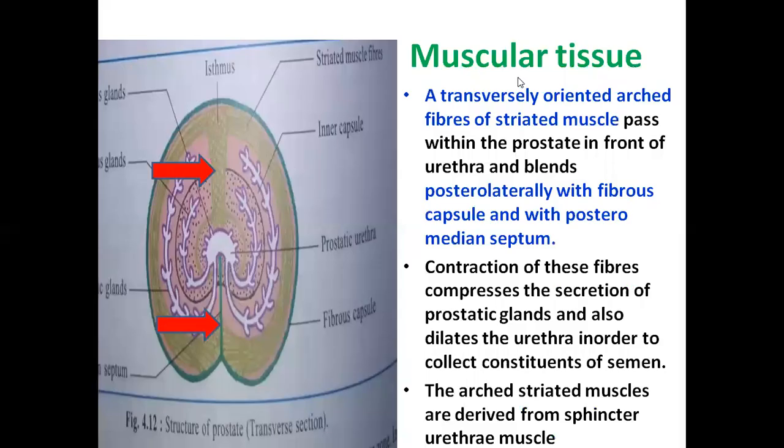Now coming to the muscular tissue, transversely oriented fibers of striated muscle pass between the prostate in front of the urethra and blend posterolaterally with the fibrous capsule and with the posterior-median septum. Contraction of these fibers compresses the secretion of prostatic glands and also dilates the urethra in order to collect constituents of semen. The arch striated muscles are derived from the sphincter urethrae muscle.